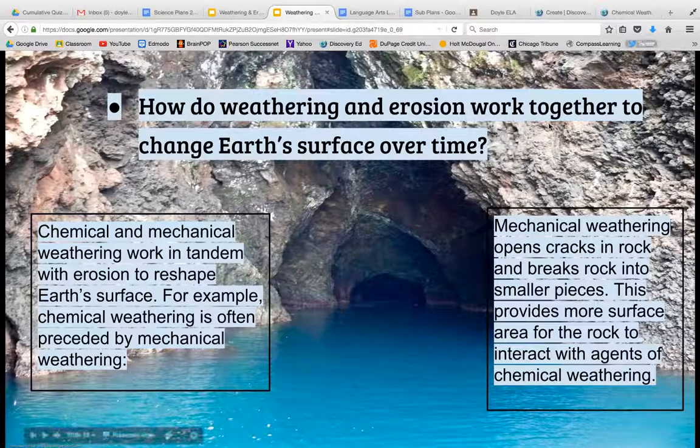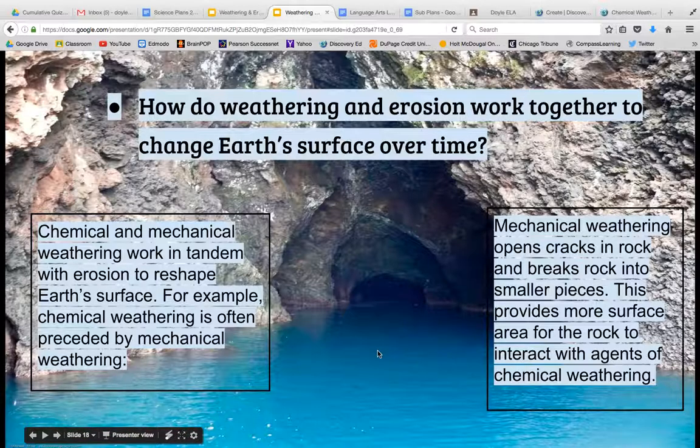How do weathering and erosion work together to change Earth's surface over time? These two things work in tandem. Chemical and mechanical weathering work in tandem with erosion to reshape Earth's surface. For example, chemical weathering is often preceded by mechanical weathering. That means mechanical weathering happens, and that leads to chemical weathering. Mechanical weathering opens cracks in rocks and breaks rocks into smaller pieces.